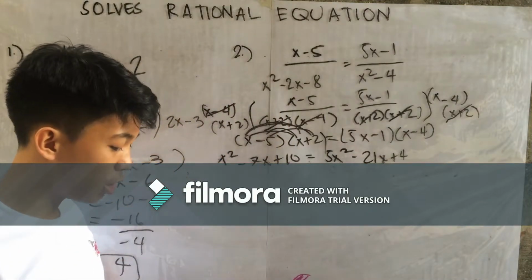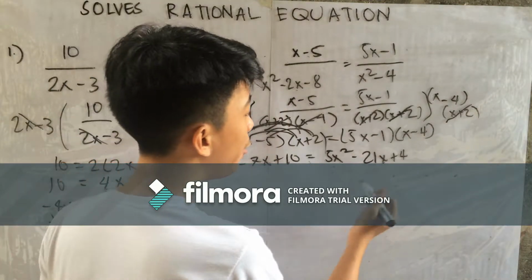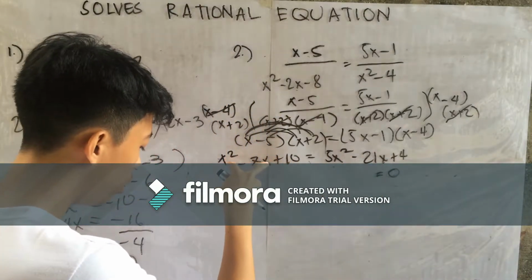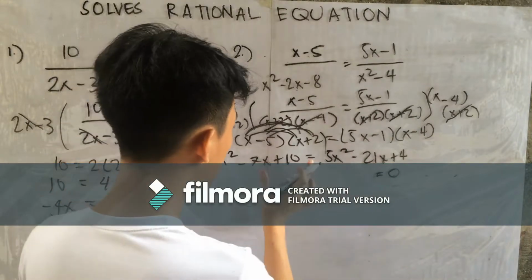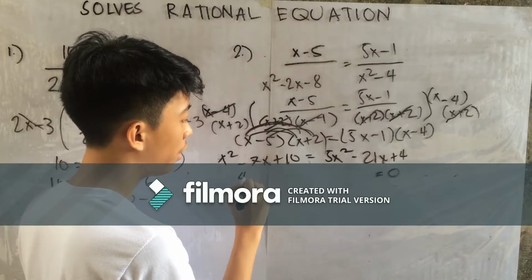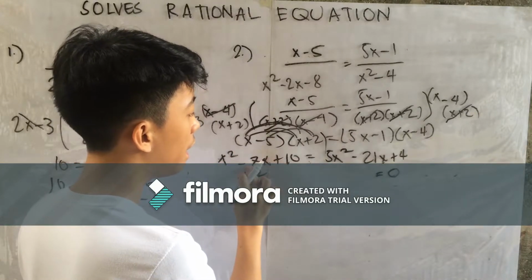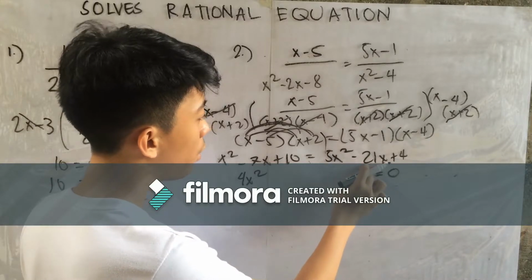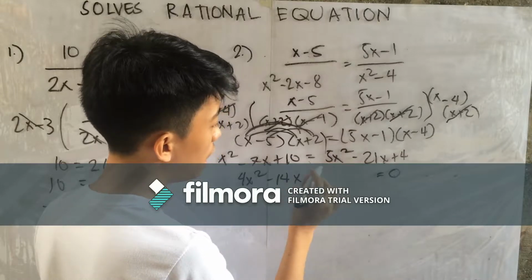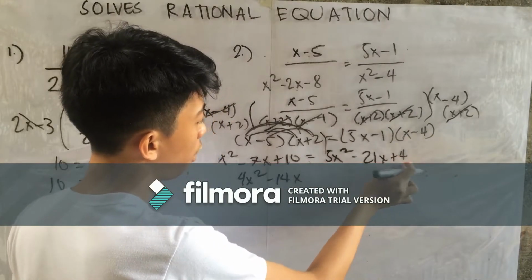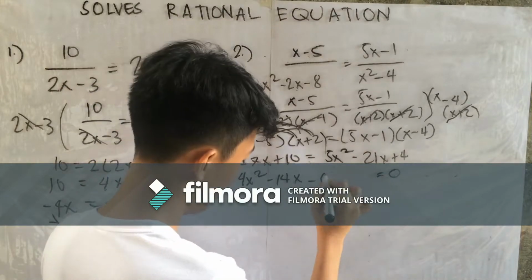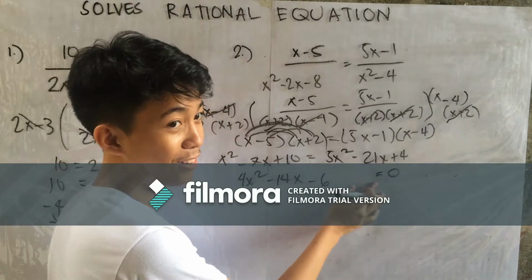Hindi pa din yan natapos dahil i-combine like terms tayo na natin sila, equate natin sila equals 0. So, lilipat natin ito, dito. So, kapag minus mo tong 5x squared minus x squared, 4x squared, then, negative 7x plus 21x is negative 40. And negative 4, 10 minus 4 is 6. Negative 6. Ito. Equals 0.